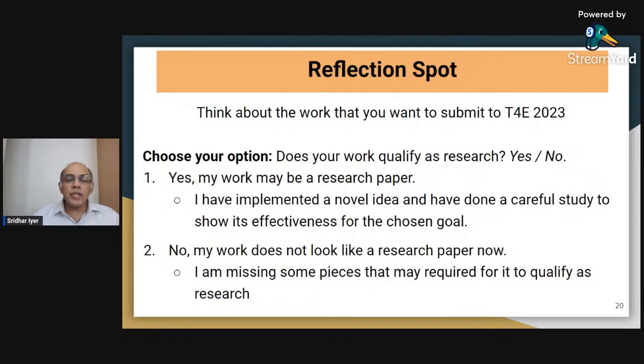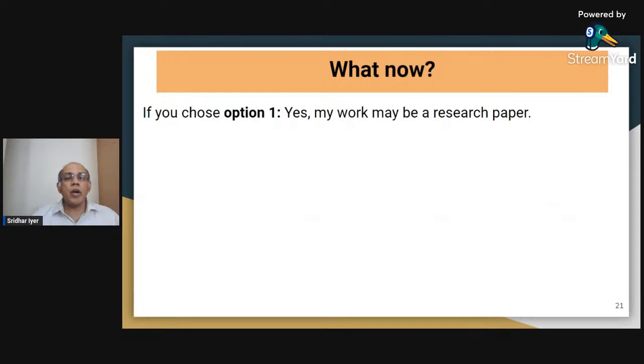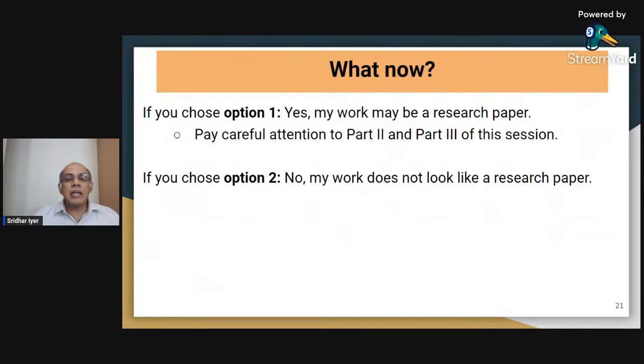So now, having thought about it, what you want to do is to see what to do next, right? What now? Let's say you are in category 1. If you say that my work may be a research paper, then what you need to do is to pay careful attention to the next parts of the session, go to the templates and so on. And if you're saying option 2, my work does not look like a research paper yet, in fact, this is a good idea, because if you are honest with yourself and you say no, it will save you a lot of effort in attempting to write something.